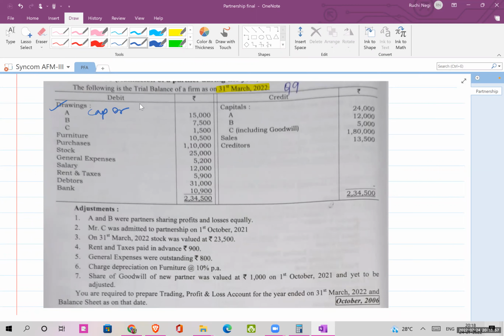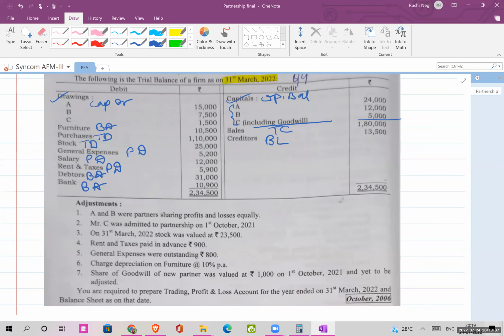Furniture account will be balance sheet asset. Purchases will be trading debit. Stock will be trading debit. General expenses P&L debit. Salaries P&L debit, rent P&L debit, debtors balance sheet asset, bank also balance sheet asset. Capital account of A, B, C, where they have said C's capital is 5,000 including his goodwill part. Okay, fine. So these are the opening balances. Sales, trading, credit side, creditors, balance sheet, liability.